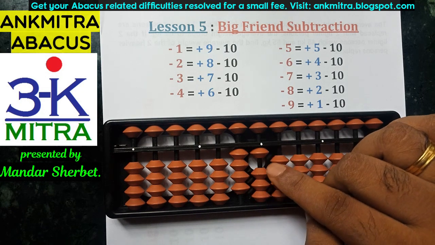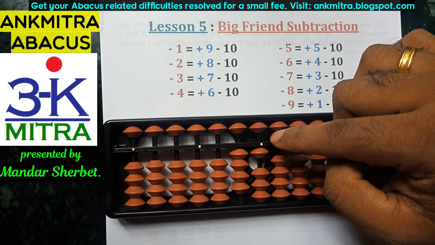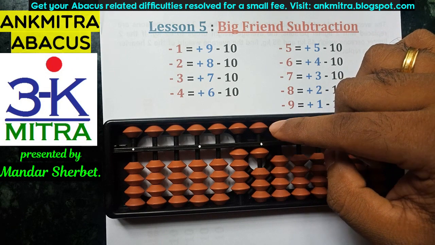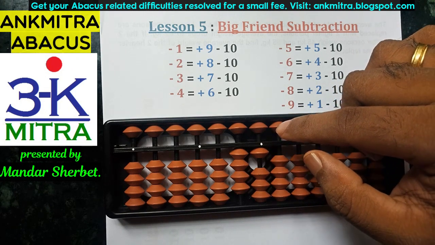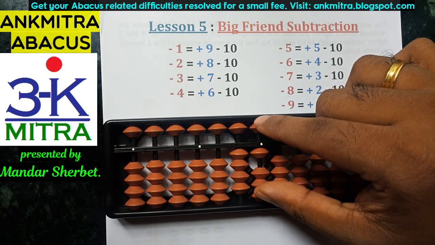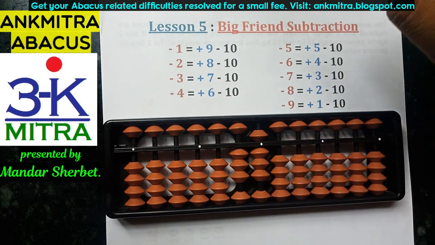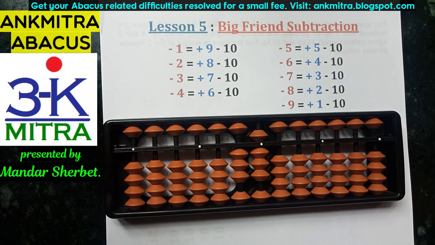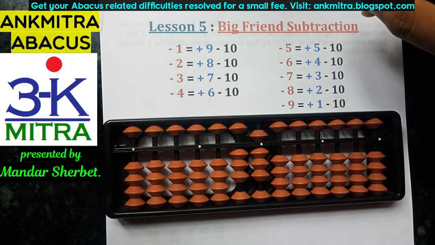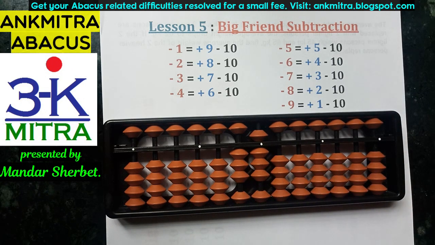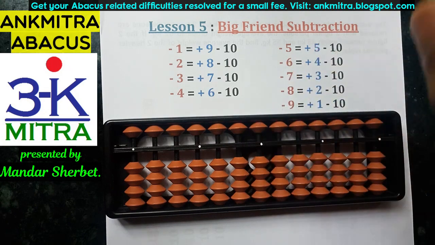Here I don't have 3 beads available. Here I don't have the 5 available as well for subtraction. Hence I will have to use the big friend formula of 3, which is plus 7 minus 10. Okay, in this way I've finished the subtraction of 33 from the number 71, and now I have the answer 38 with me.